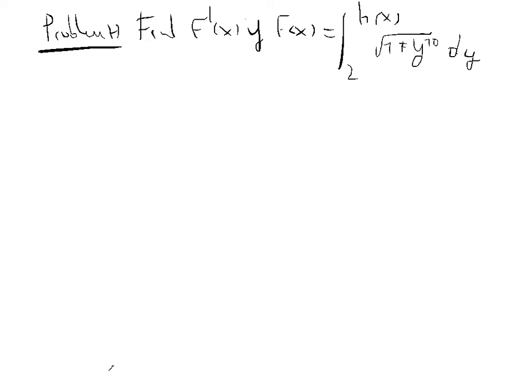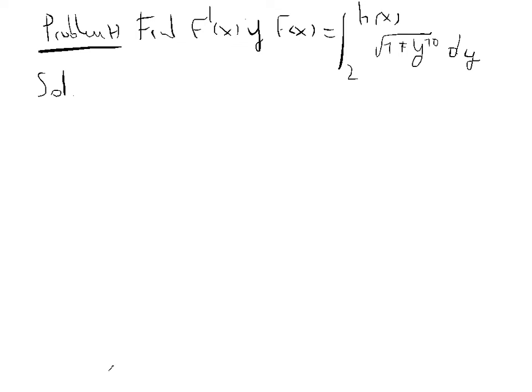Okay, so we want to calculate the derivative of the function capital F of x equals the definite integral from 2 to h of x of the square root of 1 plus y to the 10th in dy. So the function capital F of x is defined through a definite integral. So how can we handle a problem like this?